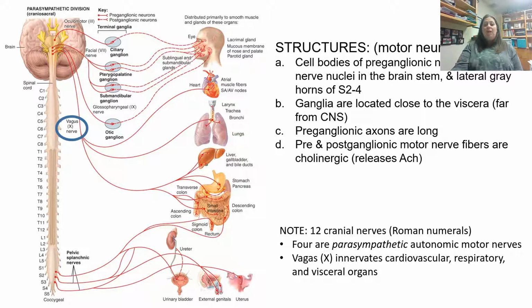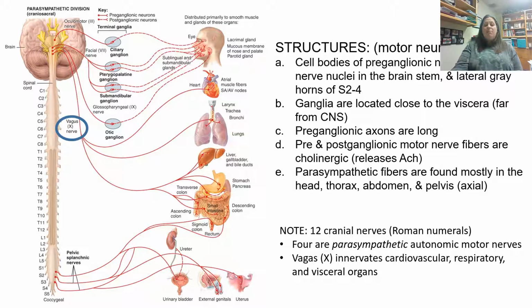The pre- and postganglionic motor fibers are both going to release acetylcholine, so they are considered cholinergic. And the parasympathetic fibers are found mostly in the head, thorax, abdomen, and pelvis. Okay, when we look at this, guys, there is a note here: there are 12 cranial nerves. These 12 cranial nerves are named based on Roman numerals. Four are part of the parasympathetic autonomic nervous system, and one of them is the vagus nerve. The vagus nerve is number 10, and it innervates the cardiovascular, respiratory, and visceral organs. All right, and so it's going to help calm down the heart and the breathing and that sort of thing.